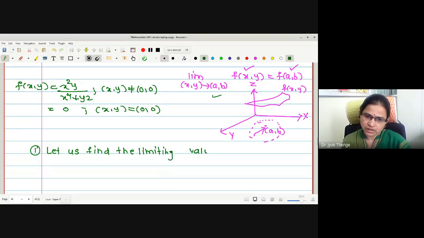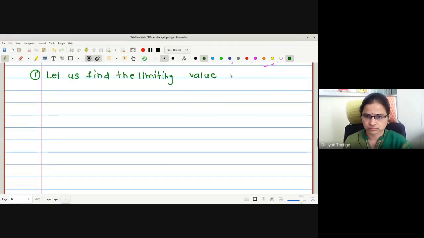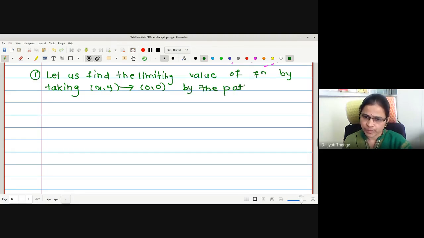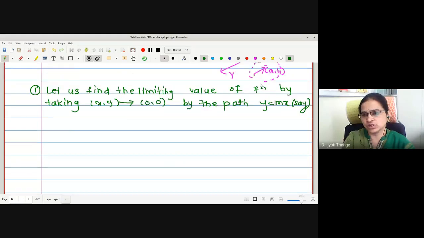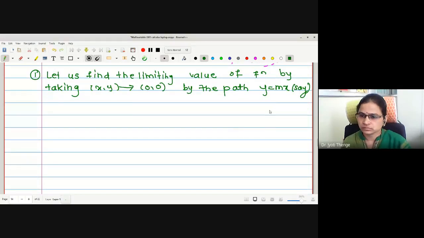Let us find the limiting value of the function by taking (x, y) tends to (0, 0) along a path. Let me take the path y equal to mx. See, what this path actually represents, y equal to mx.